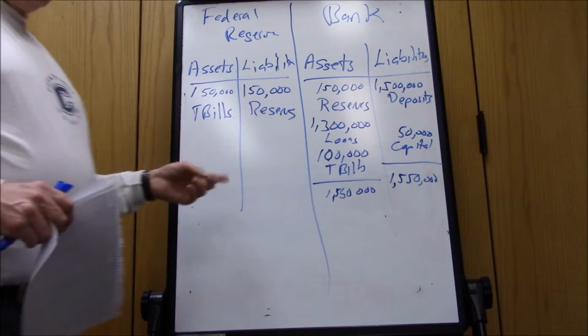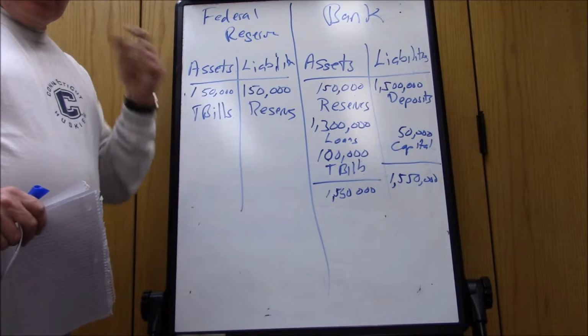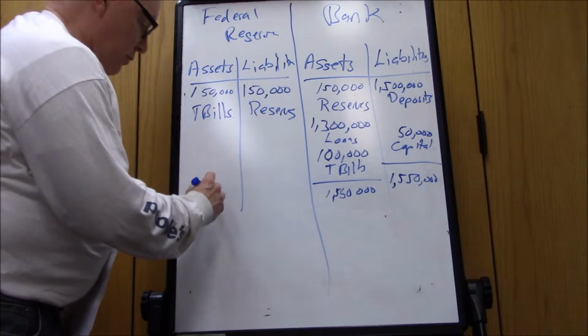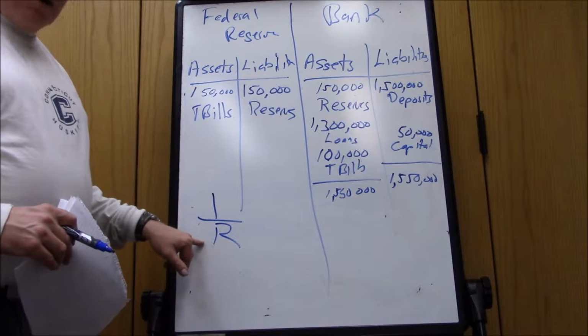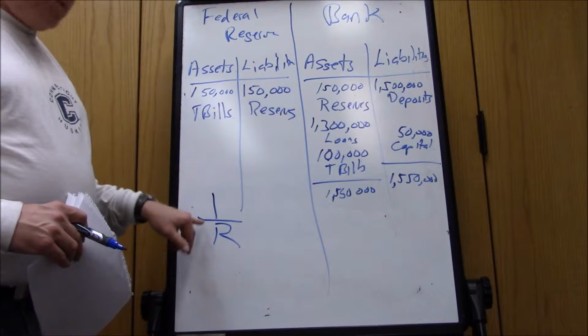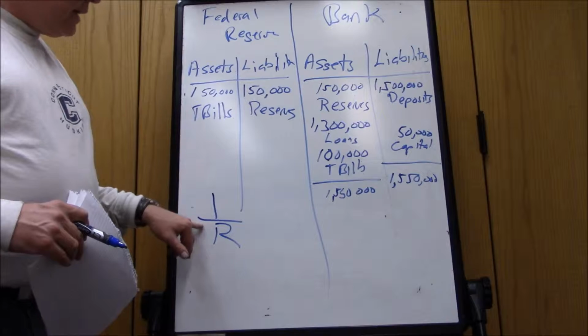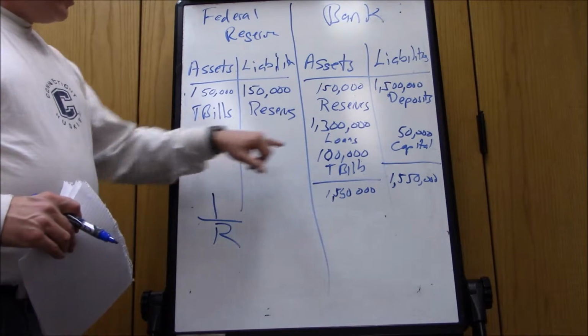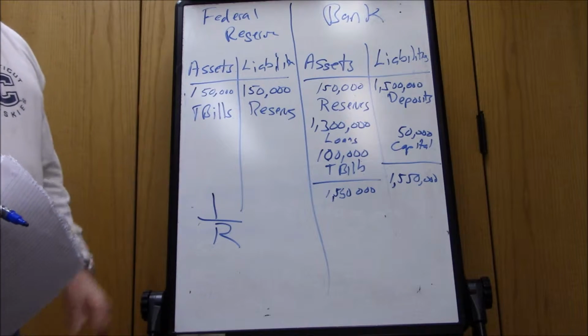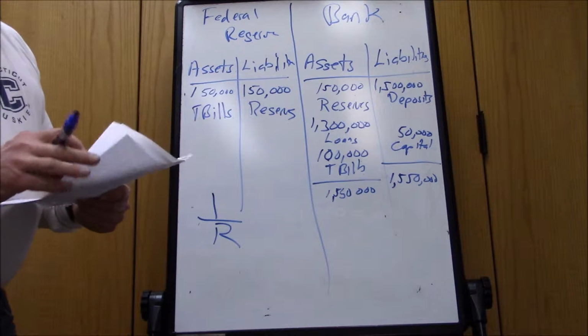So when the Federal Reserve makes a decision to buy bonds, the money supply is going to increase in the overall economy by the amount of 1 over R. So in this example, R was 0.1. So 1 over 0.1 is 10. And so a $50,000 purchase of bonds led to a $500,000 increase in the money supply.